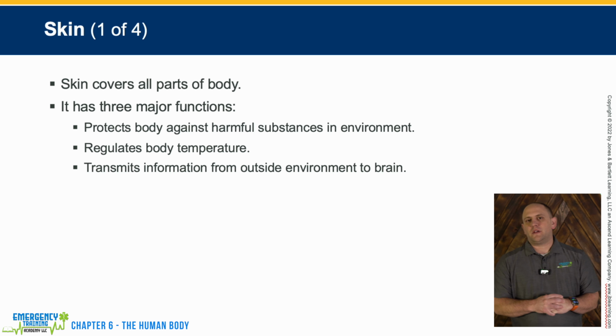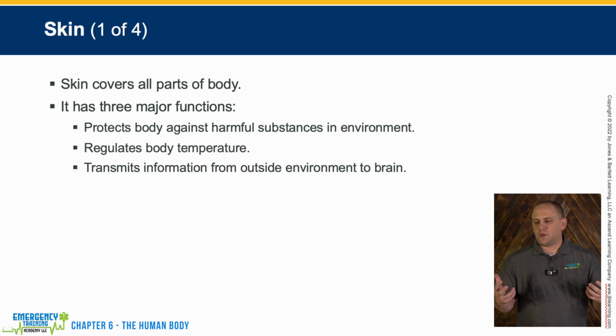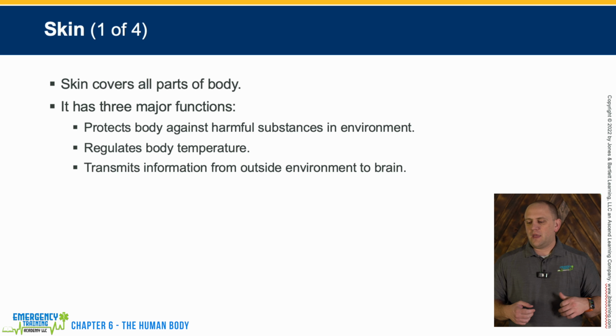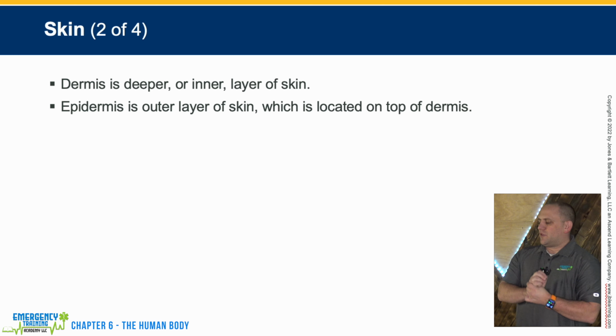A lot of people don't think about this, but the skin is actually an organ as well, and is one of the systems that we need to pay attention to when we're doing our assessment. So the skin covers all parts of the body. It has three major functions. The first is to protect against harmful substances in the environment. The next is that our skin actually helps us regulate our body temperature. And then next, as we talked about our nerve endings, is it transmits information from the outside world to the brain.